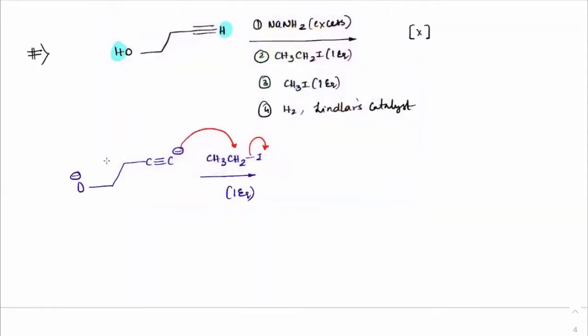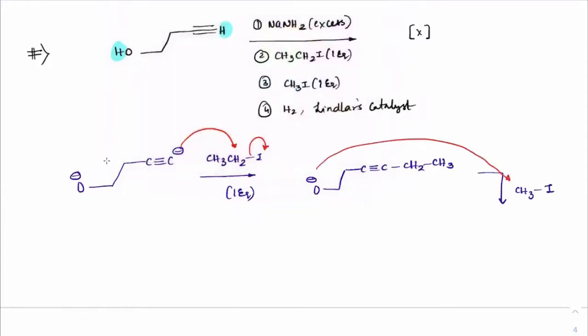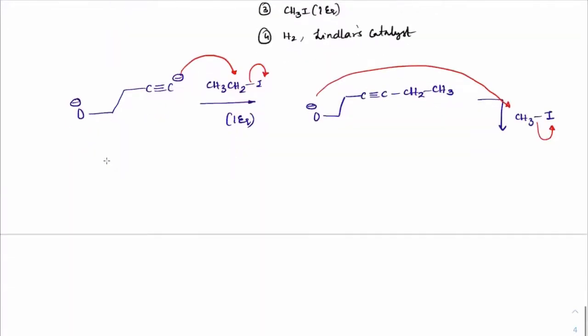So what is the product formed here? We get O minus connected with CH2, C triple bond C, with CH2CH3. Again, if you treat that with CH3I, this time the O minus is the one which will attack, and I minus will leave. So the product we have now is C triple bond C with Et, CH2, another CH2, O with CH3. This is the ether which is formed.